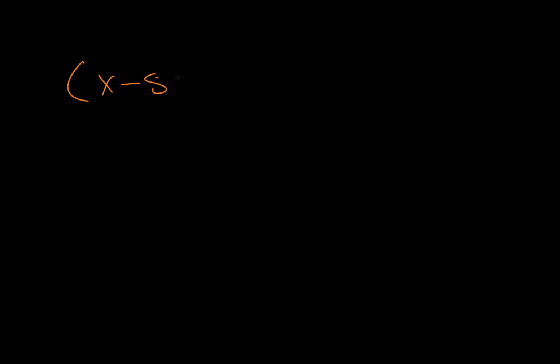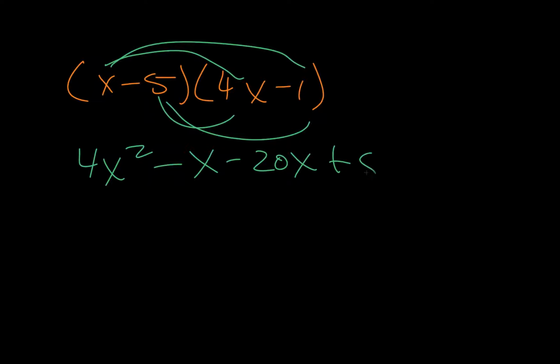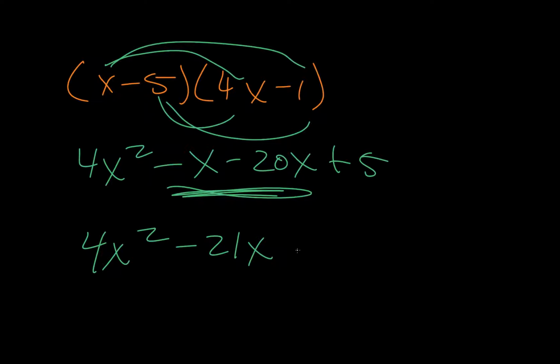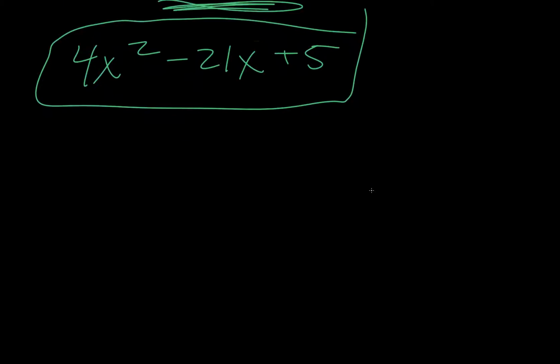So in this next problem, we are only doing multiplication. And so we multiply from here to here, we get 4x squared. Multiply from here to here, negative x. Here to here, negative 20x. Here to here, positive 5. Combine the like terms in the middle, we get negative 21x, and everything else stays the same. Let's do one more of those.